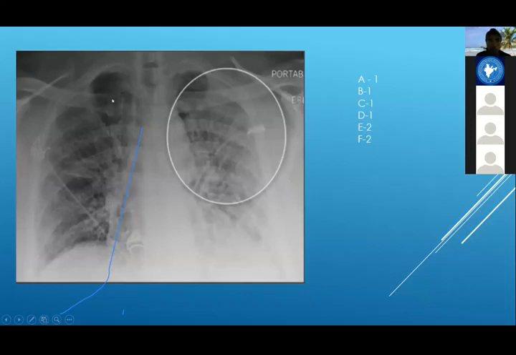So we can give a score of 1 here, 1 here, 1 here, again 1 here, but here some small alveolar densities, but again it's predominantly interstitial. So for E and F, we are giving it 2. So total score will be 8 out of 18. So it's not more than 9, but definitely this patient needs hospitalization and serial chest X-ray follow-ups.